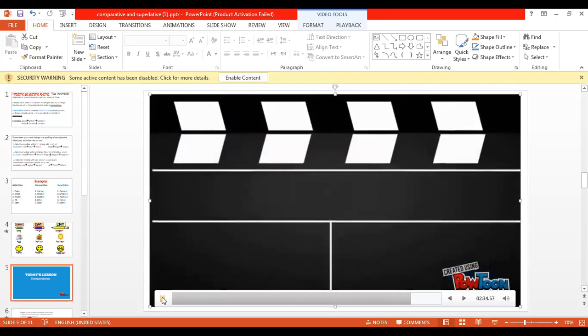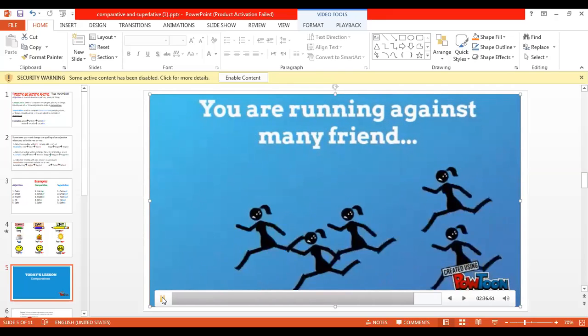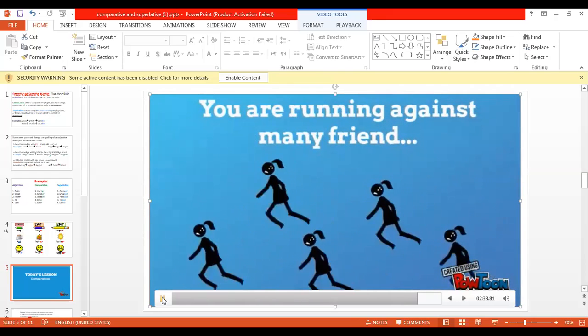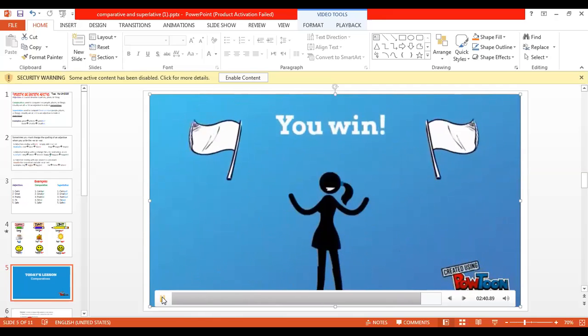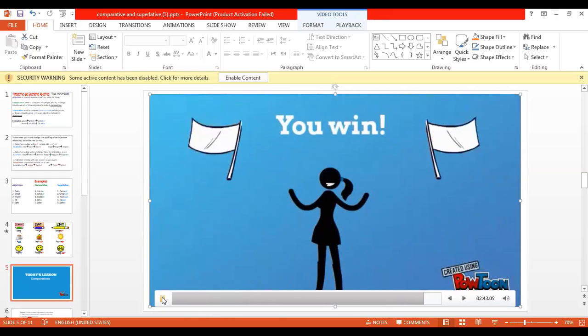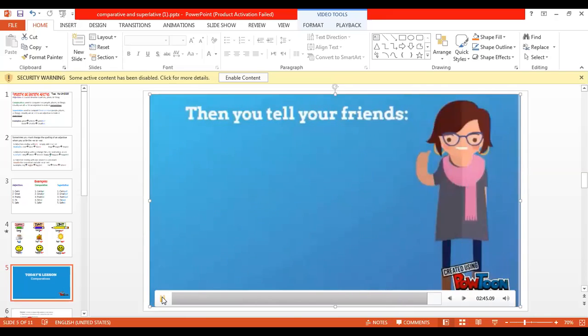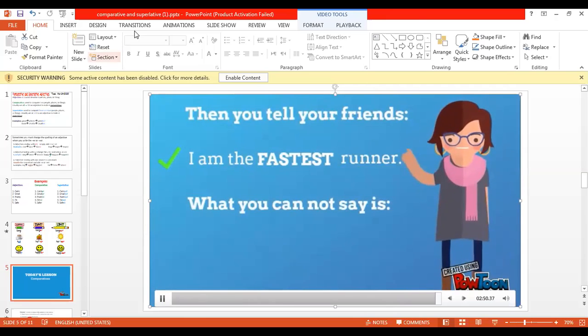Let's make an example. Now, let's suppose you're running against many friends, and you win. You are the fastest. So, what do you say to your friends? You tell your friends, I am the fastest runner, which is correct. You cannot say, I am the most fast runner. This is not right.